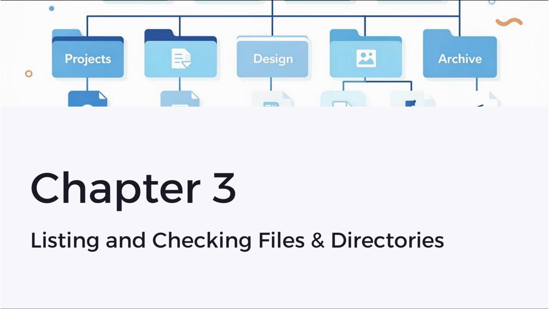Listing and checking files and directories is crucial for managing file systems. The os.listdir function retrieves all entries in a specified directory, including files and subdirectories, but excludes dot and dot dot. It defaults to the current directory if no path is given. For ordered results, use sorted, as the order is arbitrary.